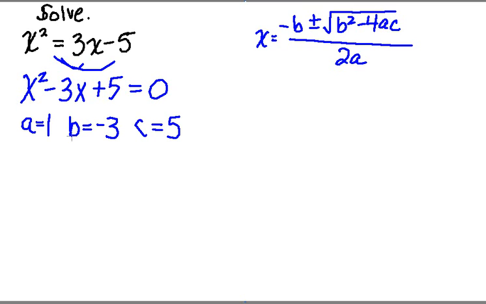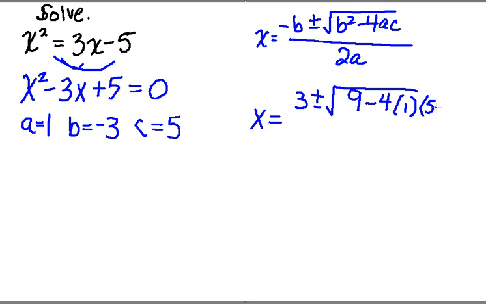And now to solve it, I'm just going to plug in for a, b, and c in the quadratic formula. I get negative b. Well, b is negative 3, times the negative, it becomes positive 3, plus or minus the square root of b squared. Well, negative 3 squared is 9, and then minus 4 times a, which is 1, and c, which is 5, all over 2a. And my a in this case is 1, so it's just going to be over 2.